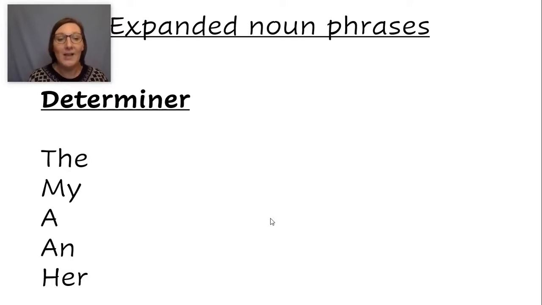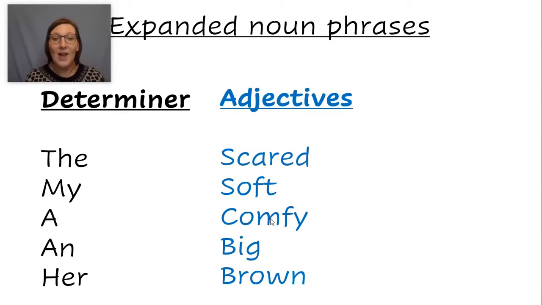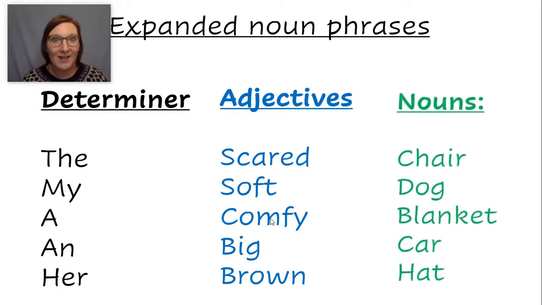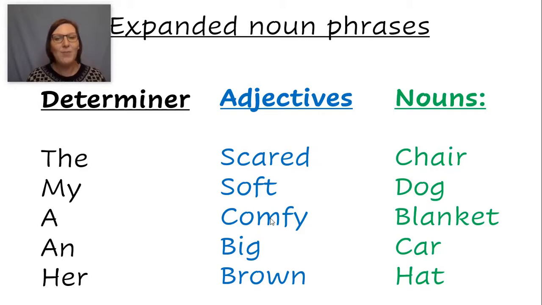The, my, a, an, her. And then I've got a list of adjectives: scared, soft, comfy, big, brown. And then I've got a list of nouns: chair, dog, blanket, car, hat.